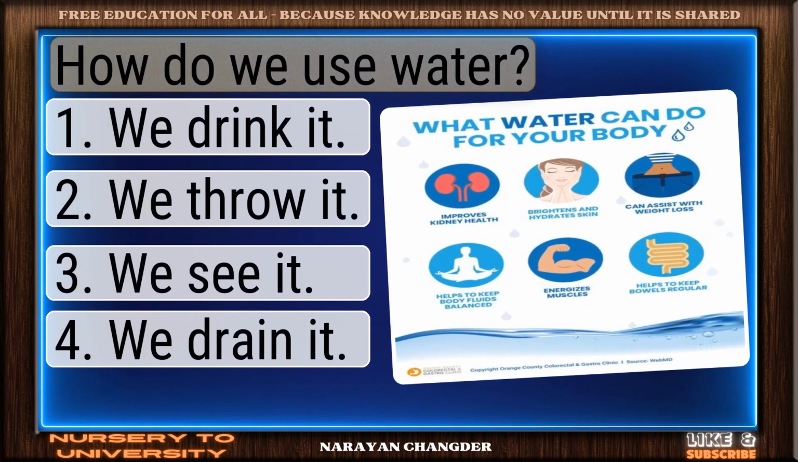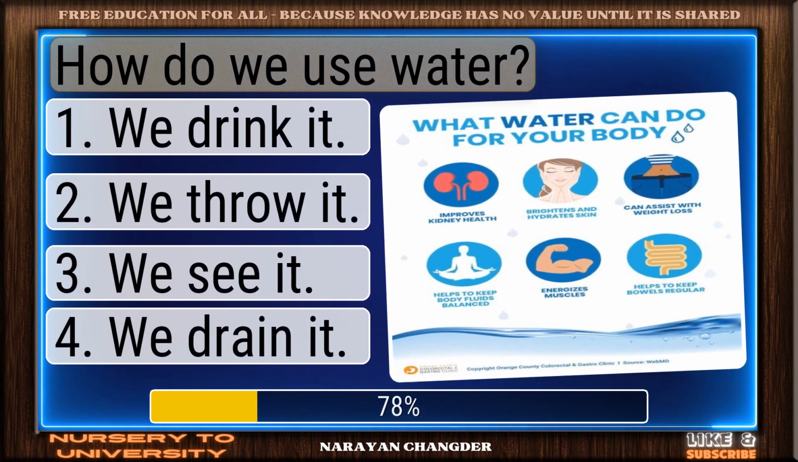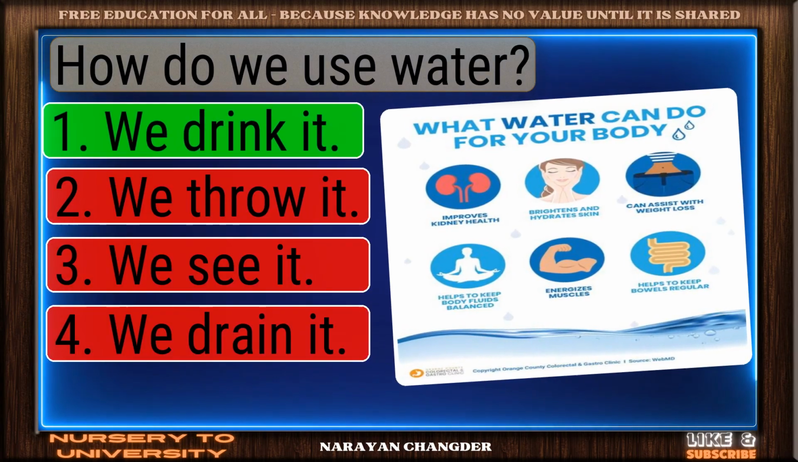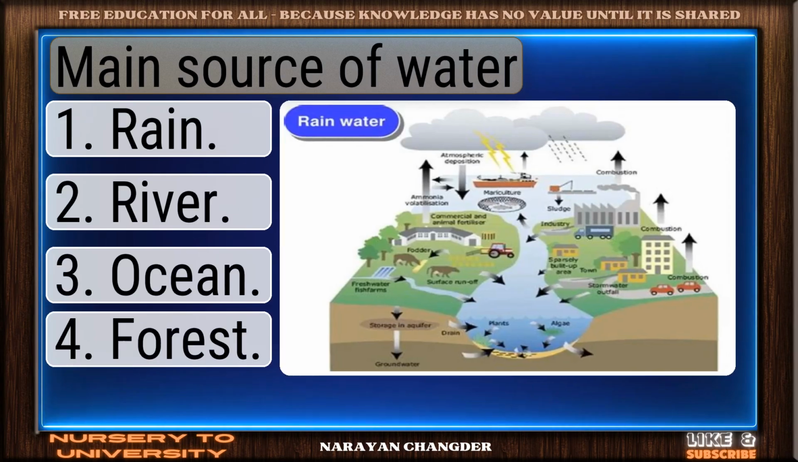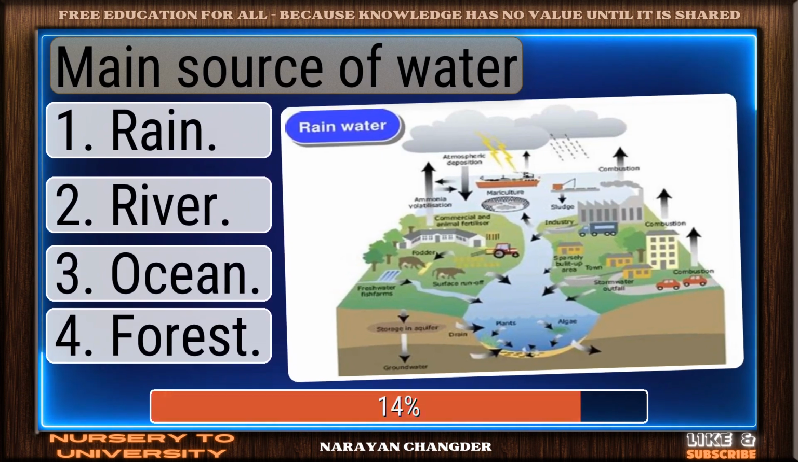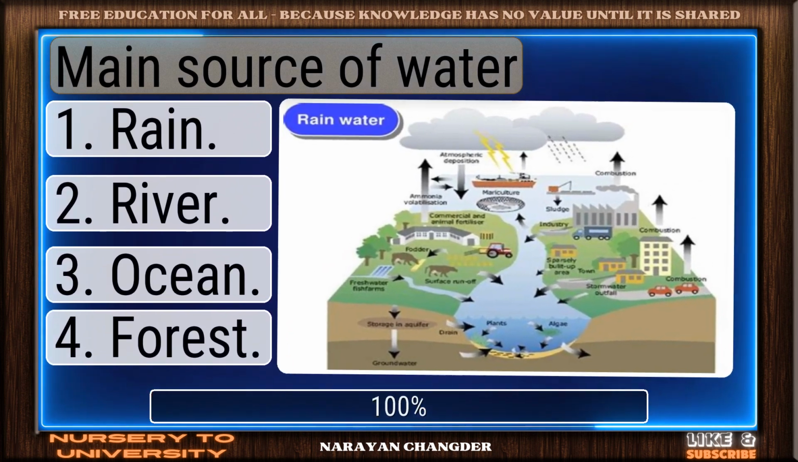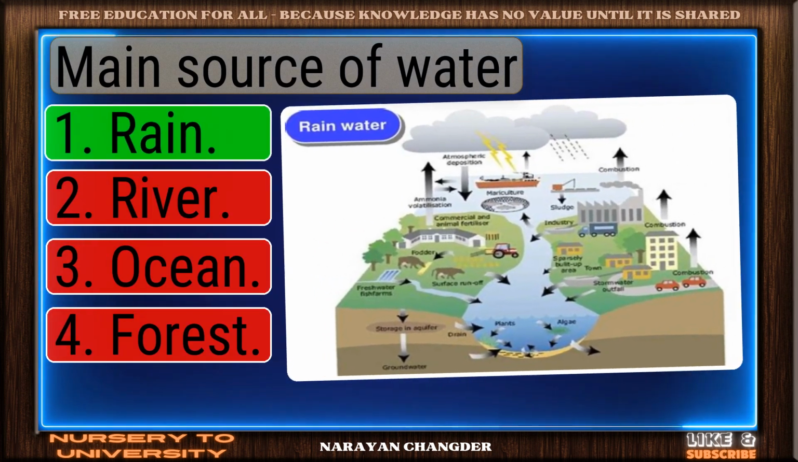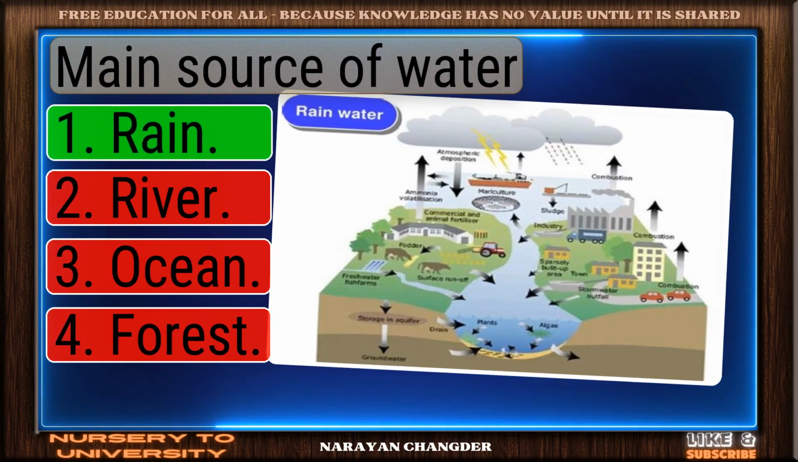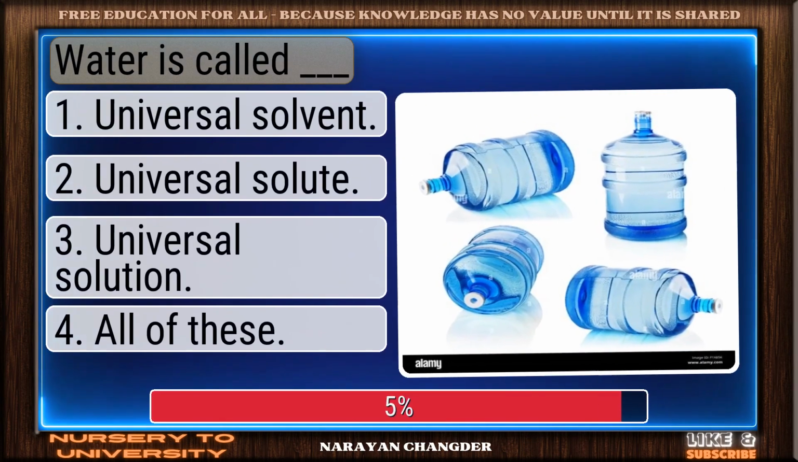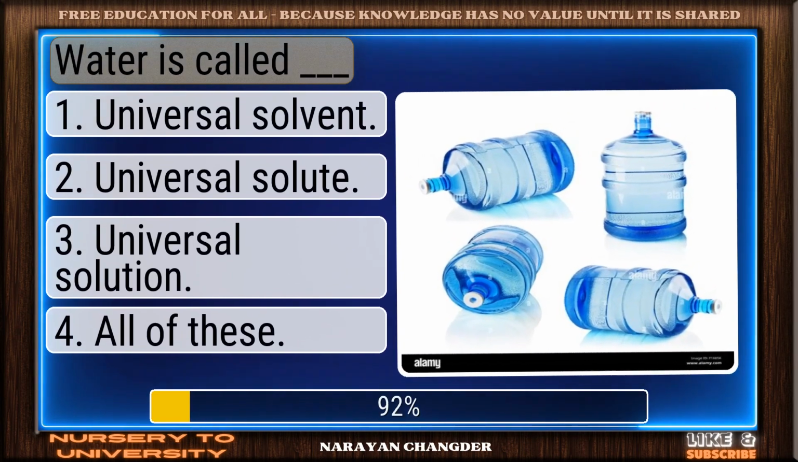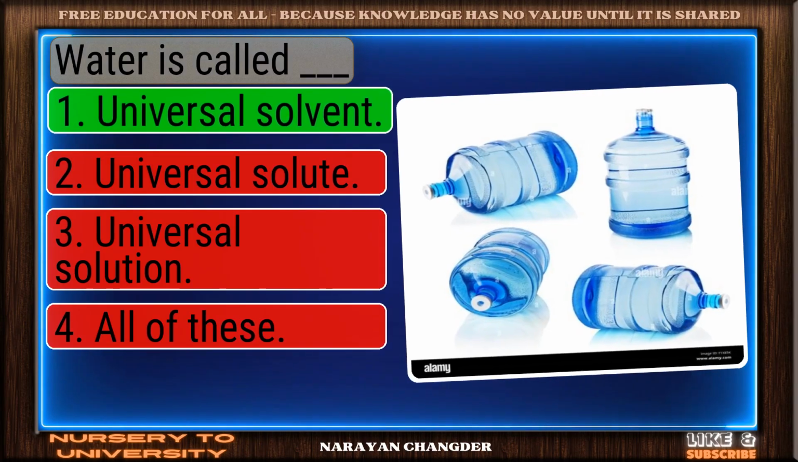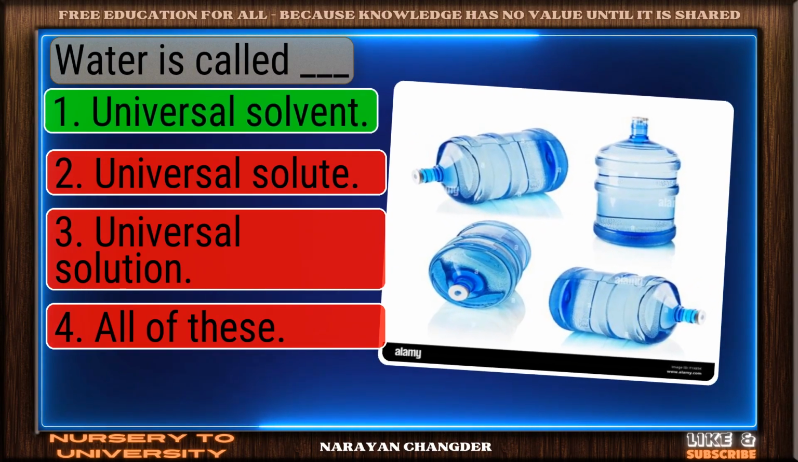How do we use water? Strong choice. We drink it is the right answer. Main source of water. Good job. Your answer rain works well here. Water is called dash. You chose universal solvent, and it is correct.